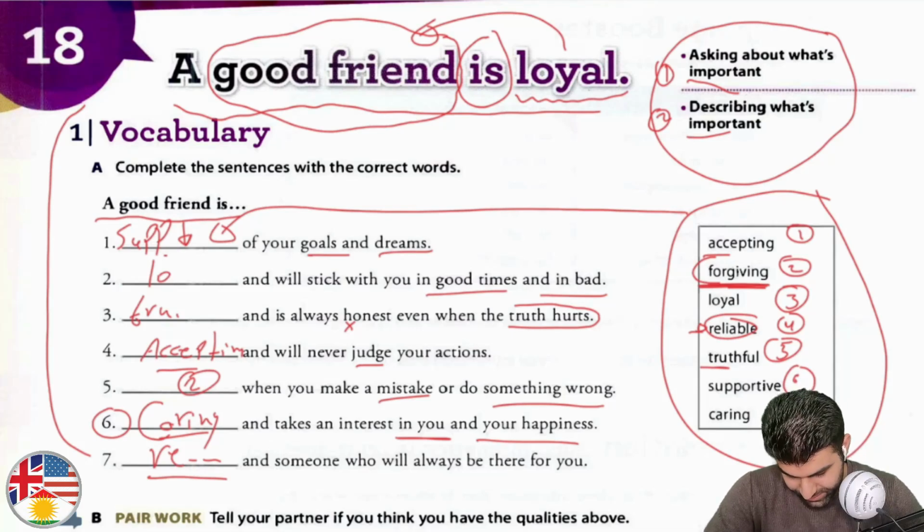Okay, so guys, let's move to the next section, which is part B. It says: tell your partner if you think you have the qualities above.